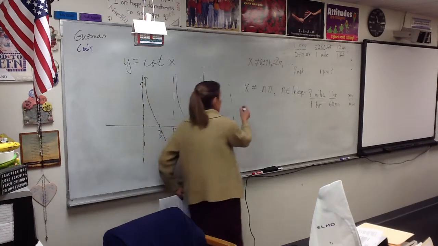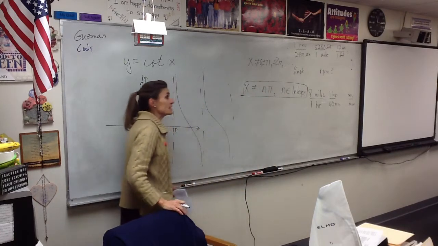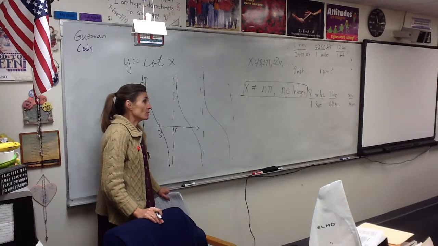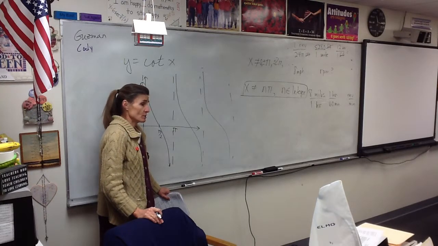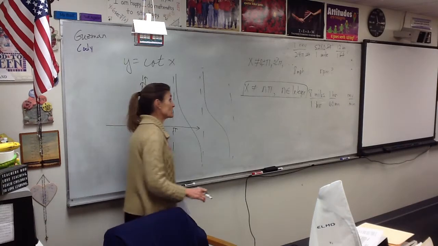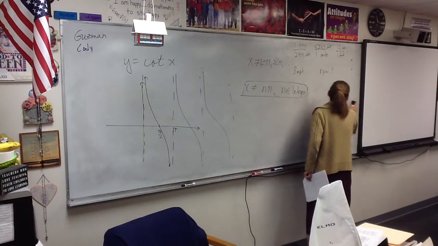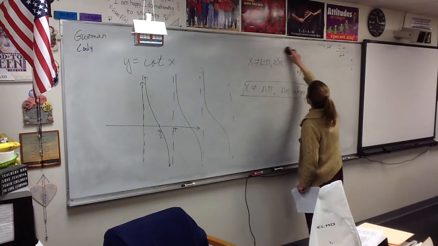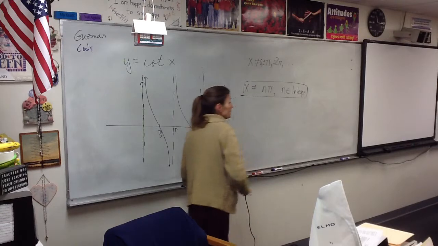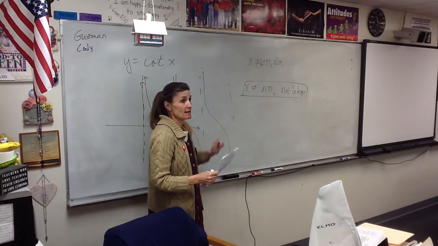This is probably the best way to write it, but I would accept that. The idea is if you have an asymptote, you're not part of the domain. The only trig functions that are going to have all real numbers as their domain are the ones that don't have any asymptotes. What are the trig functions that don't have asymptotes? Sine and cosine. That's it. Everything else has asymptotes. So you're going to have a situation like this with every trig function except sine and cosine.